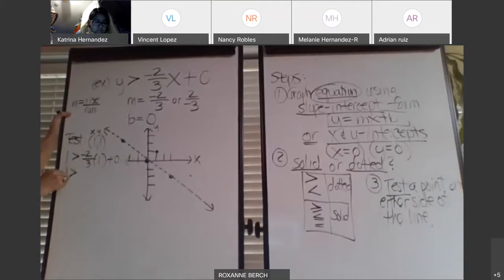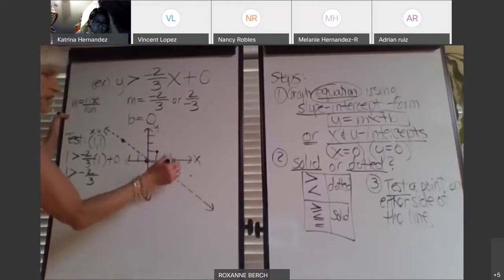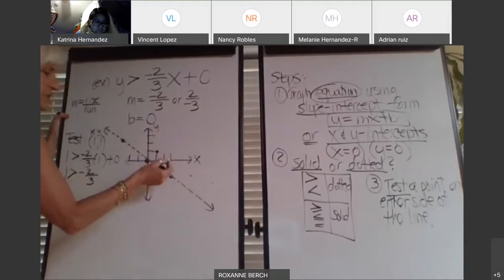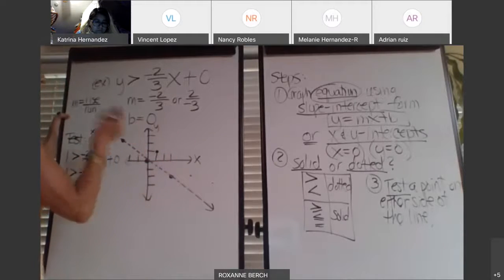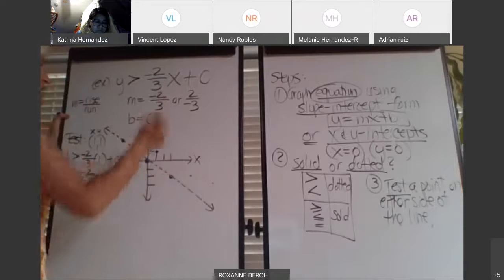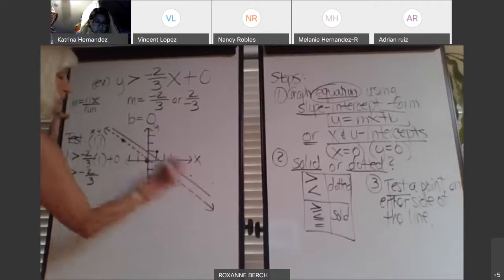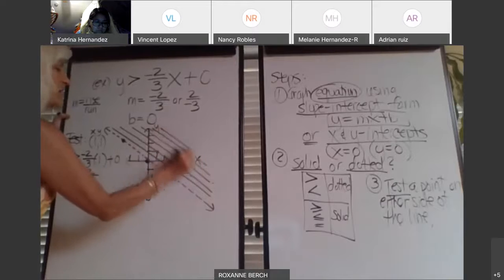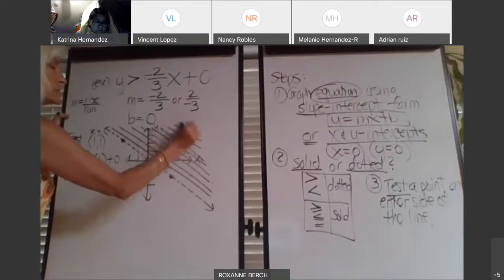So is 1 greater than -2/3? Well, 1's greater than a negative, right? So doesn't that mean that he works? So that means all of his friends are going to work. And if you don't believe me, test some of these points. Test 3, 0. Test right 3, up 2. Test right 5, up 100. They're all going to work. So that means we shade it to show that all of these guys are going to work.